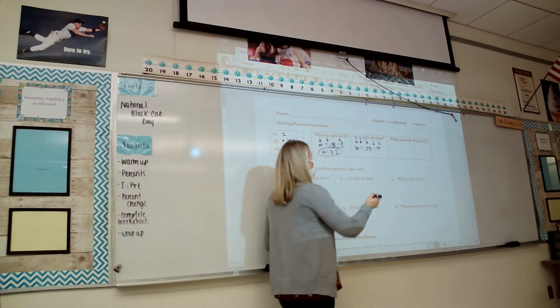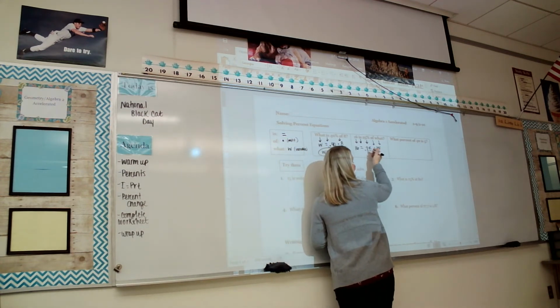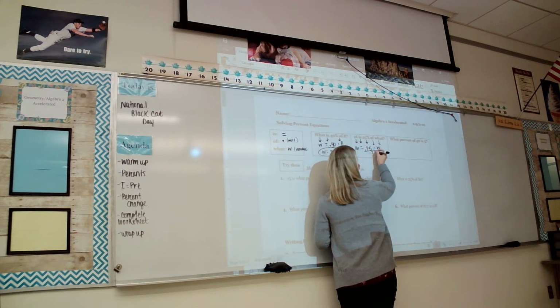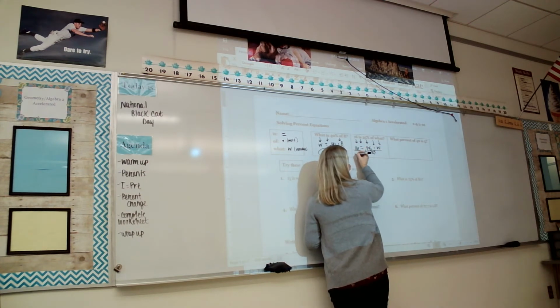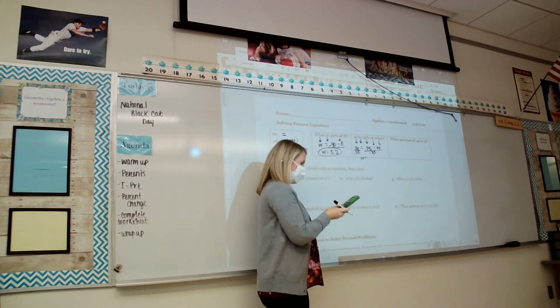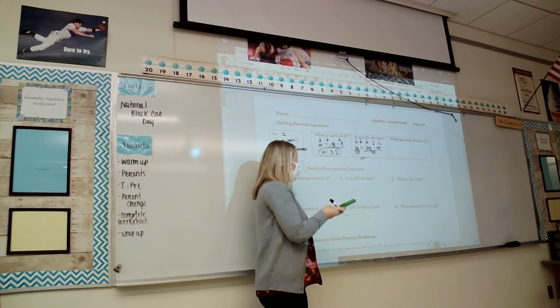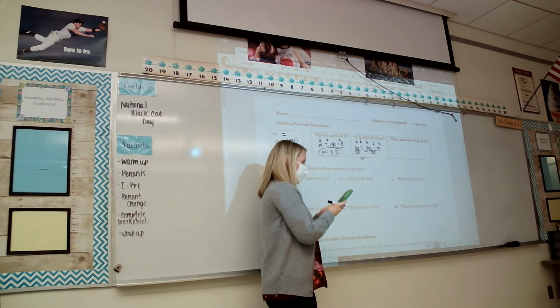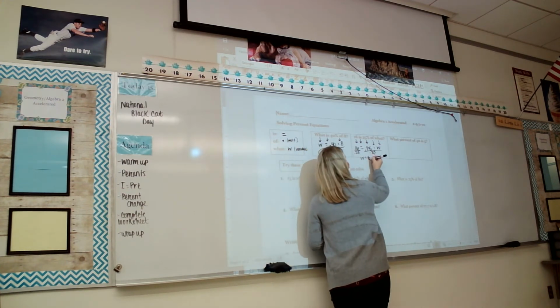This one I do have to solve because it's 0.25 times W, but I want that W isolated. So I would divide both sides and get that W equal. Once again, not something I really feel like doing in my head. So 16 divided by 0.25 comes out to be 64.